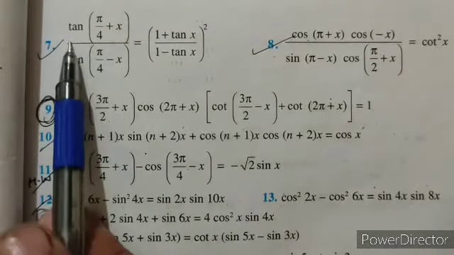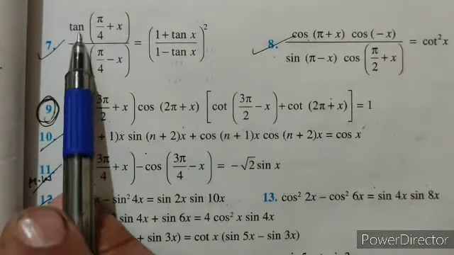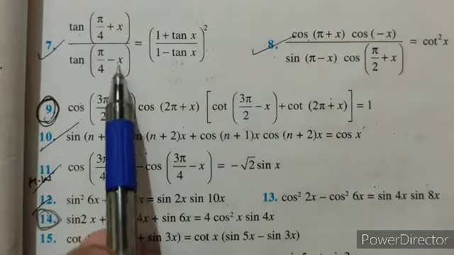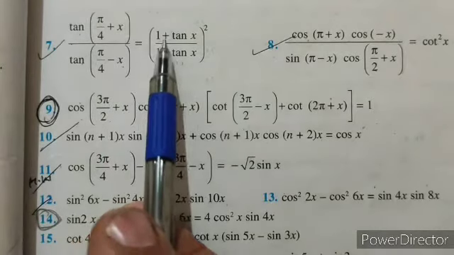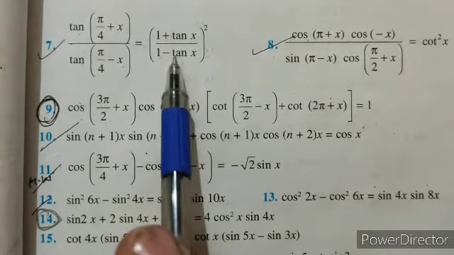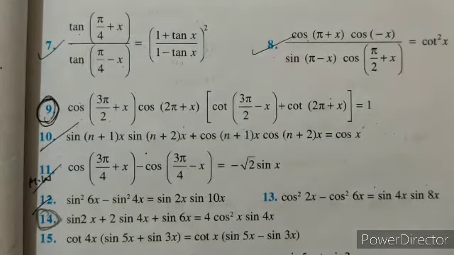And question number 7, we have to prove tan(π/4 + x) / tan(π/4 − x) = ((1 + tan x) / (1 − tan x))². Now taking left hand side.